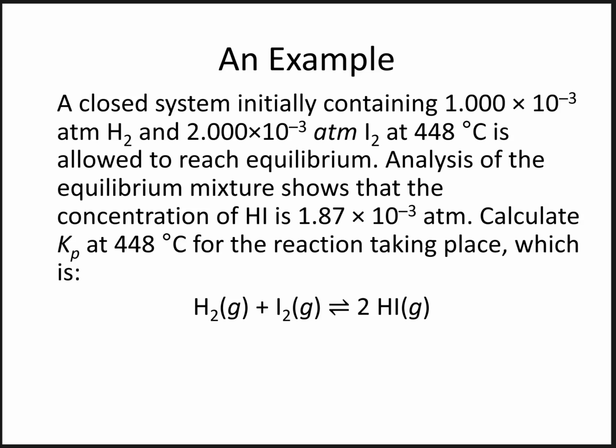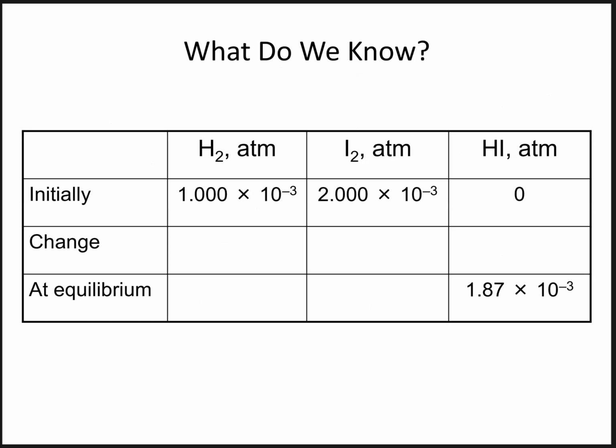And so I set up my ICE table having this initial hydrogen and iodine concentration and no HI at the initial time of the reaction. And if something's not given to you, you just go ahead and assume it's 0, because if you were expected to know it, it would have been stipulated at some point during the problem.